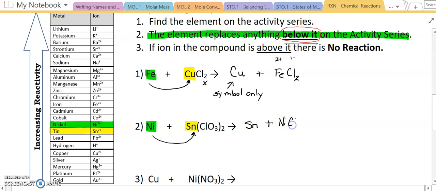Nickel is now going to be a partner with chlorate, but I need to make a new chemical formula. Well, I can come over here and I can take the 2 from nickel and know that nickel is going to be a 2+ charge. And chlorate's going to be a polyatomic, and on my periodic table it says that chlorate's just a 1- charge. Those charges are going to cross, and chlorate needs to go in parentheses because chlorate gets a 2, and so this should be Ni(ClO3)2.